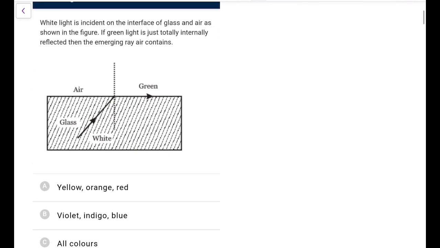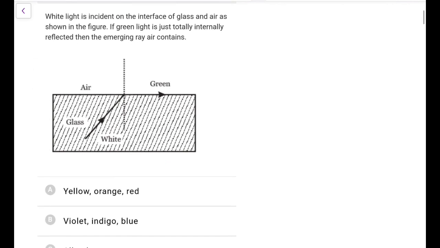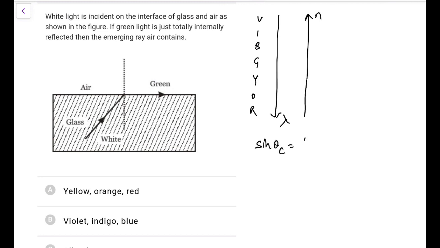Next. White light is made to be incident on the interface of glass and air as depicted. If the green light is just TIR, the emerging ray will contain what? You remember this graph of lambda, and because of Cauchy's relation, this is how n goes. And hence for the critical angle, sine theta c is 1 over n. That means a smaller n will have a greater theta c.